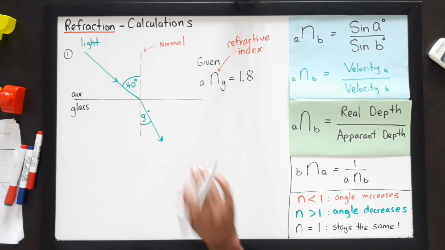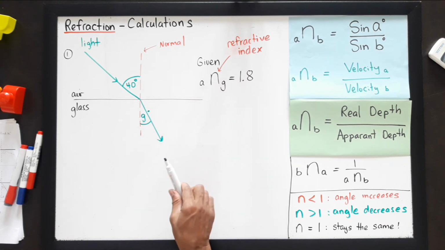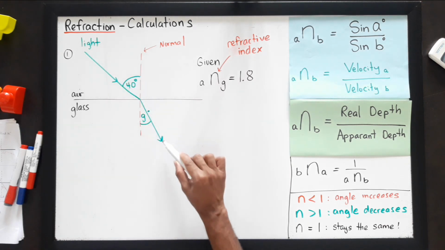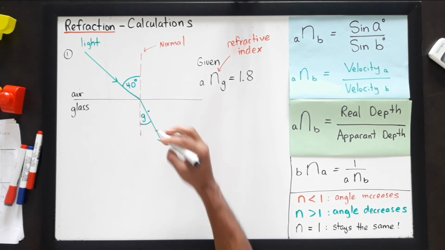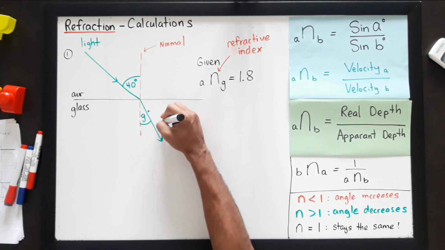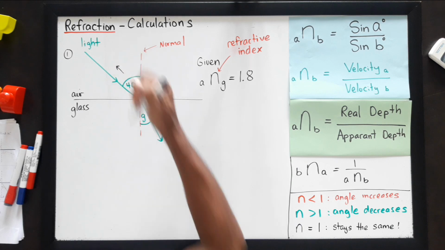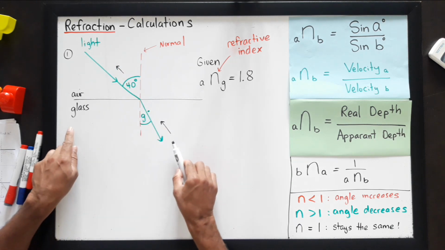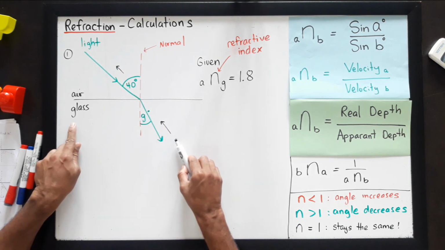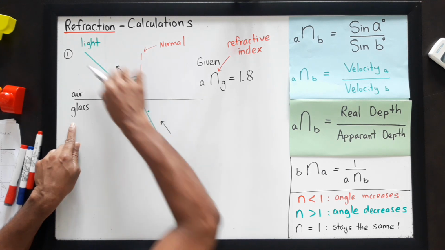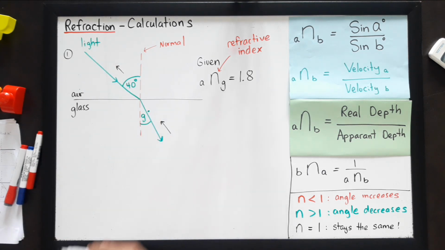Suppose, I'm just saying suppose, and I'll continue with the calculations just now. Instead of the light going this way, notice the arrows are pointing this way. But let's just say the light were to go the other way. It were to reverse direction. In other words, it would start from the glass and try to go into the air. Would the refractive index still be 1.8?